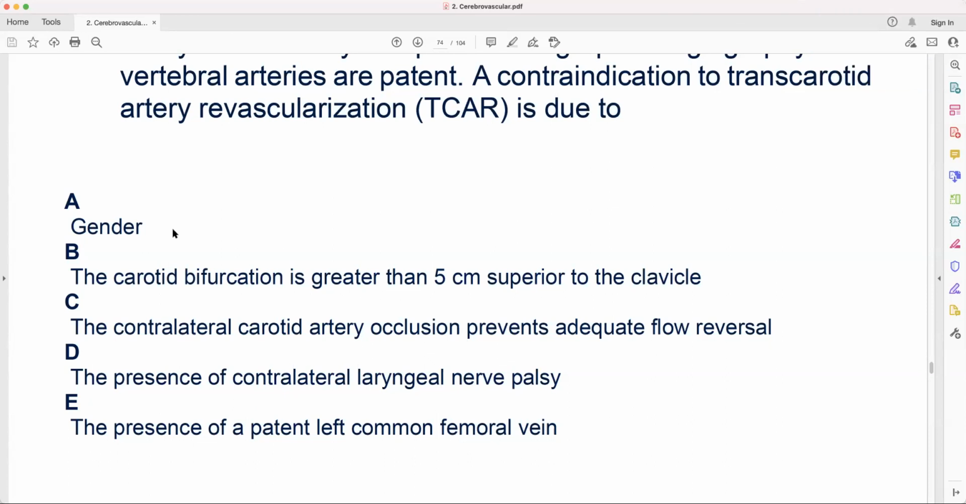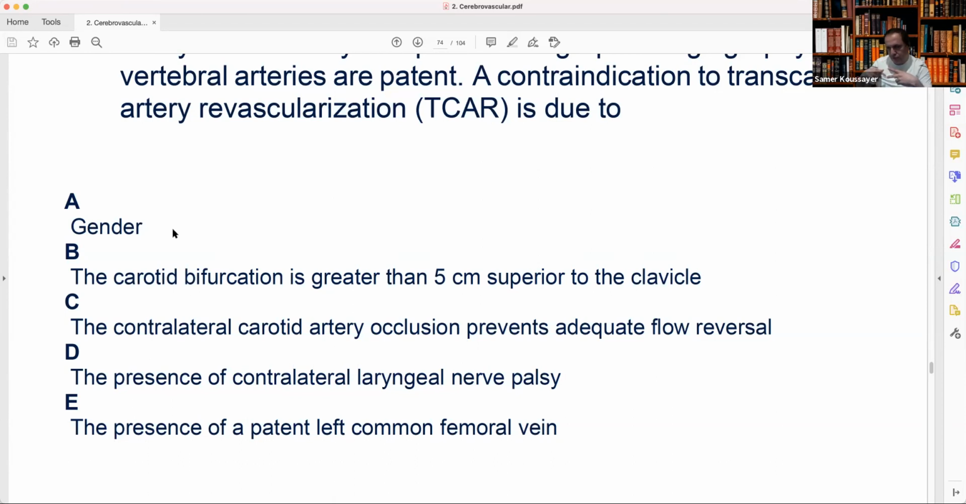The presence of a contralateral laryngeal nerve palsy. This is tricky because contralateral nerve palsy is an indication for stenting. One indication for stenting is contralateral carotid occlusion, because you don't have to clamp, and contralateral laryngeal nerve palsy, because with the stent you don't damage the laryngeal nerve. But in surgery, there's always a chance you can damage it. So you already have one nerve damaged, you do surgery, you damage the other one, and the patient ends with tracheostomy. So contralateral laryngeal nerve palsy is an indication for carotid stenting, okay?